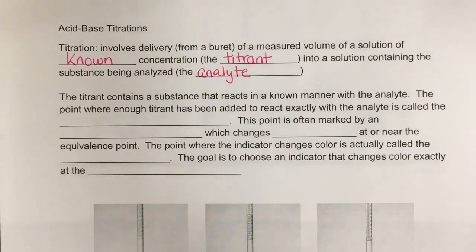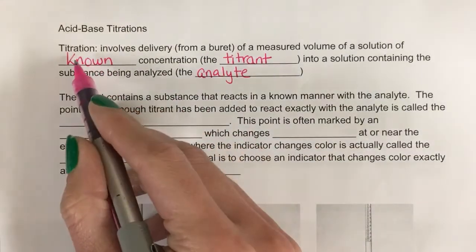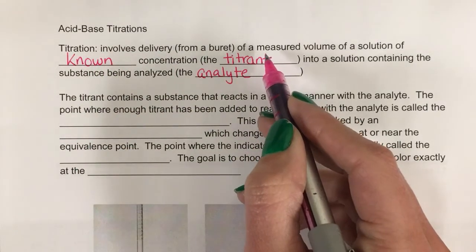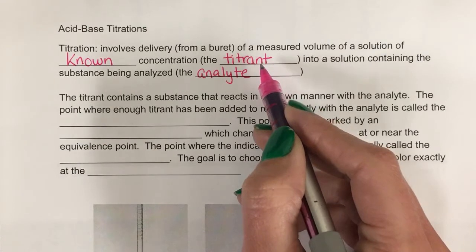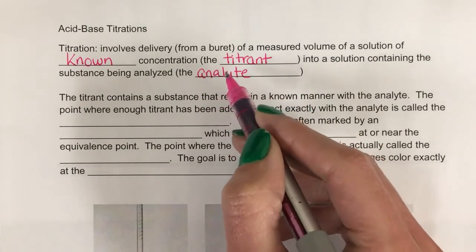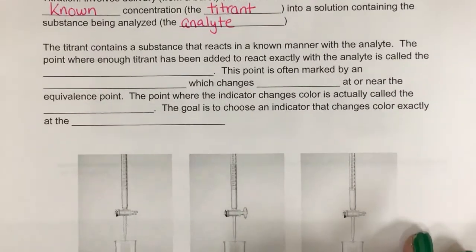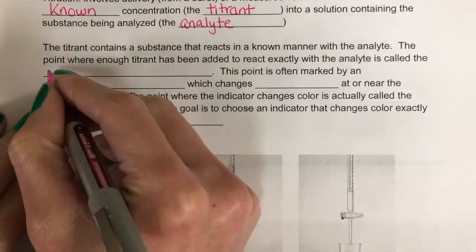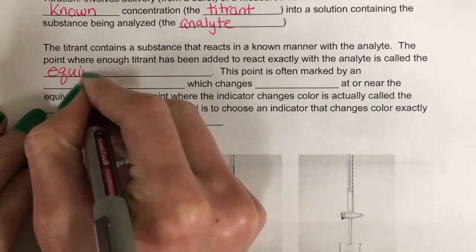So what I'm going to do is I'm going to react my solution of known concentration, which is my titrant, and I'm going to use the amount that reacts to figure out the concentration of my analyte. Now the way this works is I have to know how the two solutions react. I need to know their balanced chemical equation. What I'm going to do is add my titrant until the point where it has reacted exactly with the analyte. This is called the equivalence point.